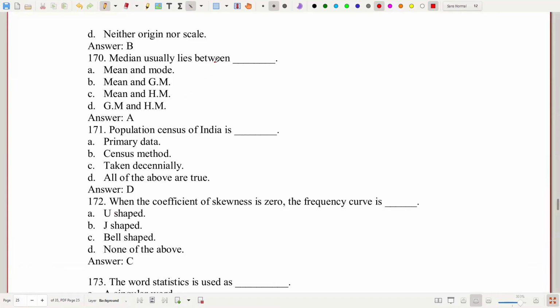Median usually lies between the mean and mode. Population census of India is the primary data census method taken decennially. Practically all of the above are true. What is the meaning of decennial? That is recurring every 10 years.